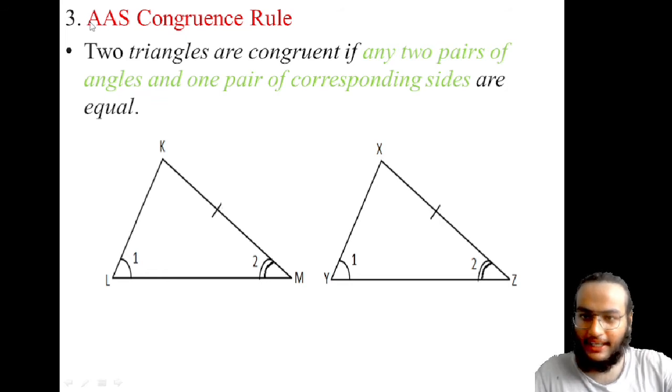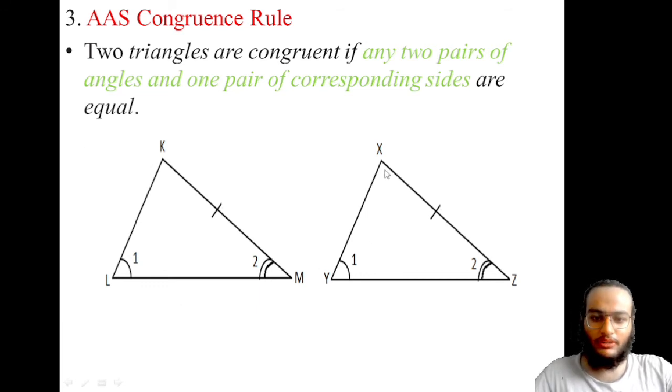Now let us talk about the AAS congruence rule. It says that two triangles are congruent if any two pairs of angles and one pair of corresponding sides are equal. That is, in triangle KLM, angle KLM should be equal to angle XYZ in triangle XYZ, and angle KML should be equal to angle XZY, and the corresponding side, that is KM, should be equal to XZ. Remember, it is the corresponding side, not the included side, that is LM or YZ.